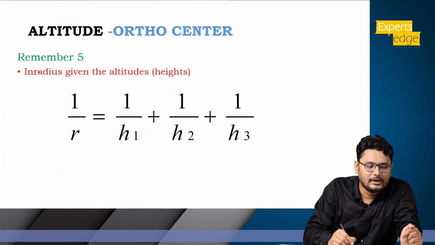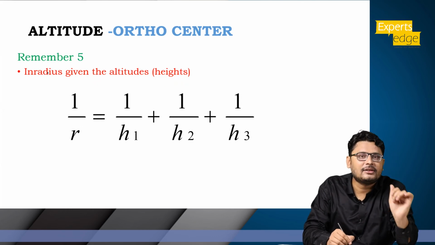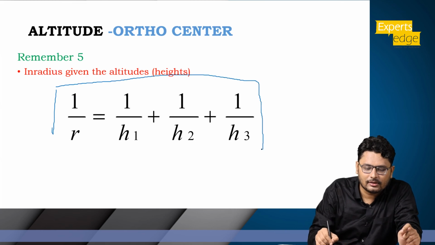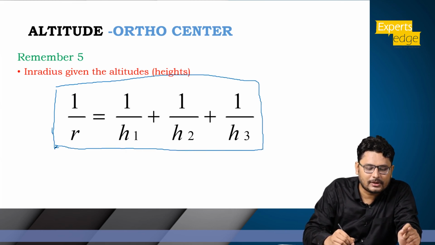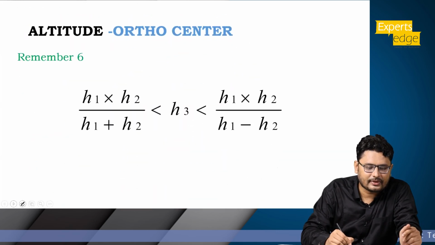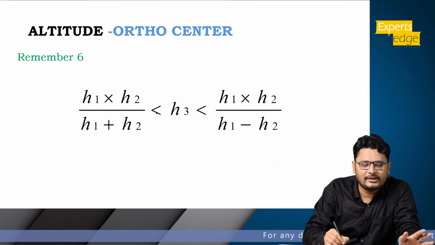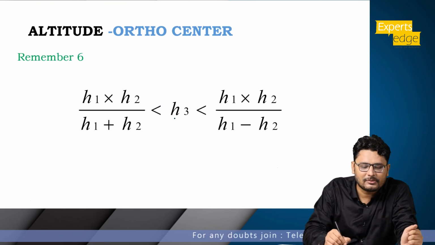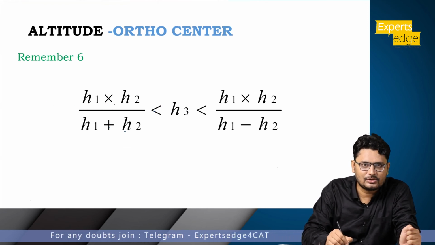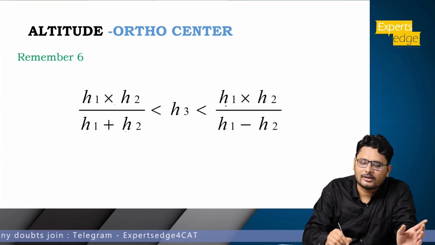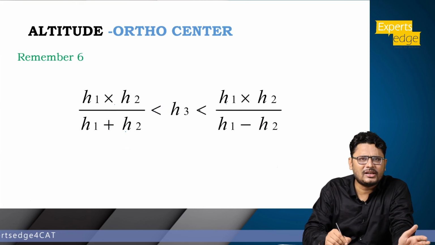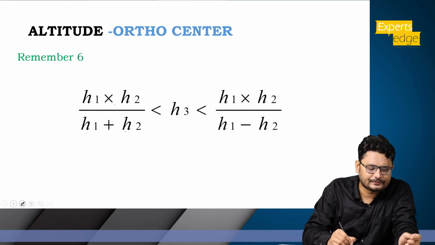Now fifth part. In-radius for a triangle given the heights, that is given as 1/r. Please remember this, 1/r equal to 1/height 1 plus 1/height 2 plus 1/height 3. Okay, now the sixth one. अगर मुझे दो हाइट दी और तीसरी हाइट का मुझे रेंज पूछा है तो प्लीज रिमेंबर the range is h1 into h2 divided by h1 plus h2, that is the first height and second height, and the larger limit is h1 into h2 upon h1 minus h2. ठीक है, this will become more clear as we go on to the questions.